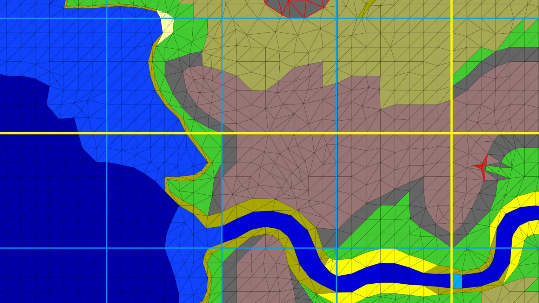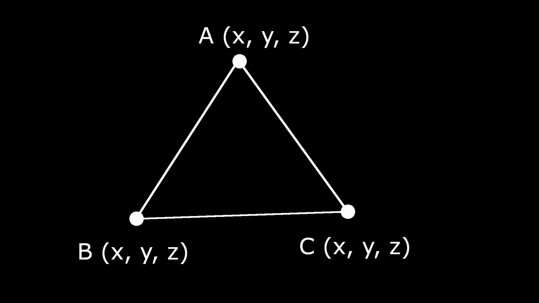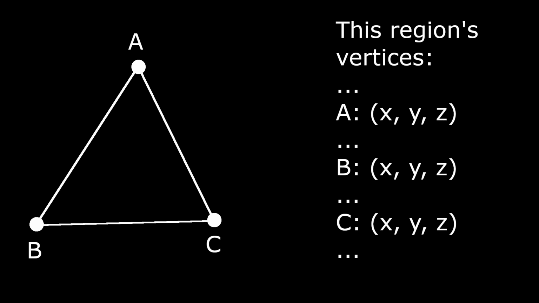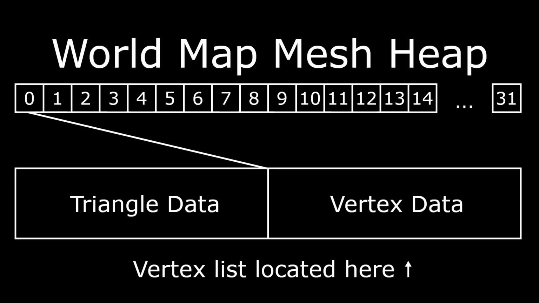The world map mesh is made up of a lot of triangles. A triangle can be defined by its 3 vertices, and that's exactly what this game does. However, the game doesn't directly define the coordinates of each of the vertices of a triangle within the triangle itself. Instead, it has indices into another list of vertices that tell the game which vertex each of its 3 vertices are. In essence, instead of a triangle defining where each of its 3 vertices are, it defines which vertices it's using from another list of vertices. The list of vertices is specific to each world map region, and it's stored after the region's triangle data in its segment of the world map mesh heap.